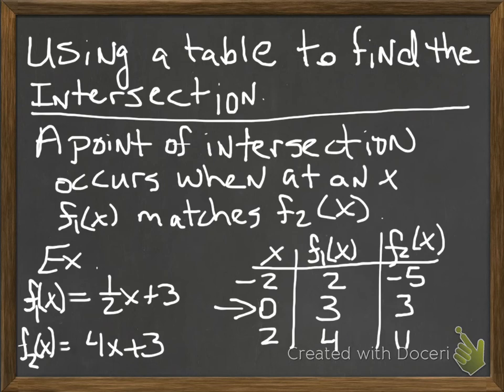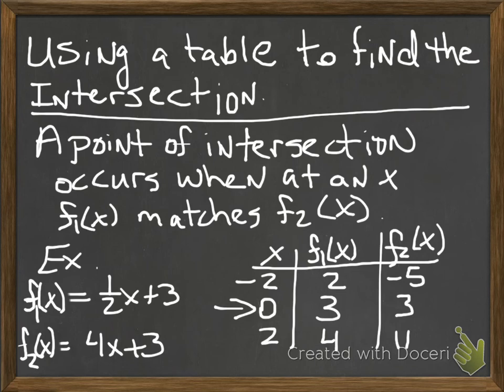Okay, the last thing I want to go over is using a table to find the intersection point. A point of intersection occurs at an x, that's what I should have been saying, at an x when f1 of x matches f2 of x. Now I'm using the same terminology that the Inspire uses. You might be thinking y1, y2.